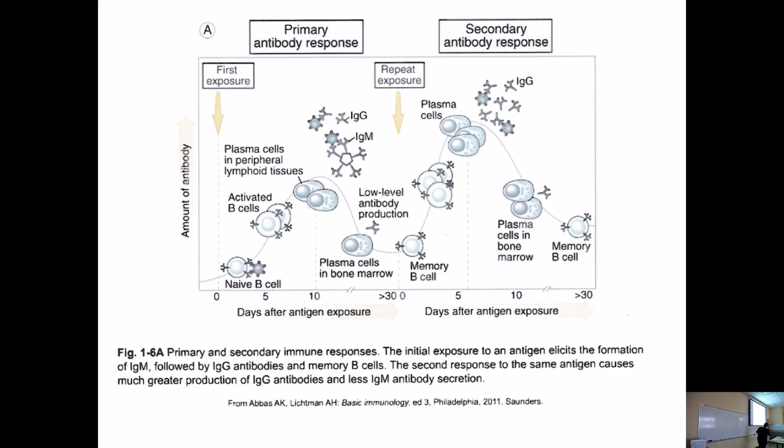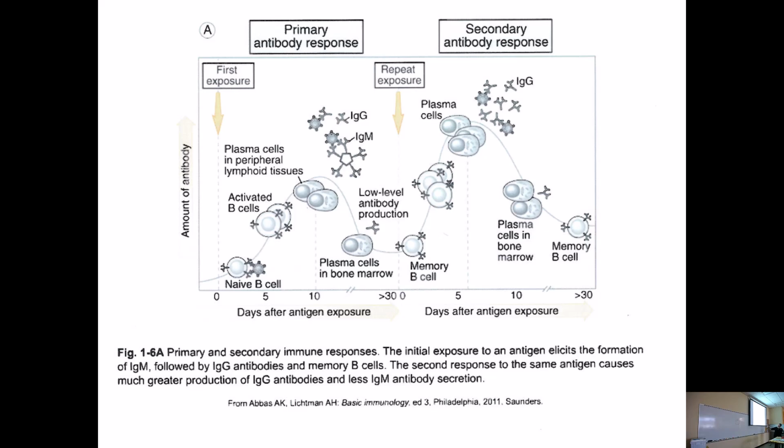So you can see here, this is your first exposure. This can be to an antibody, like we're already talking about in blood bank. This can be to hepatitis B vaccine. It could be to an actual bug, it could be to a vaccine, doesn't matter.